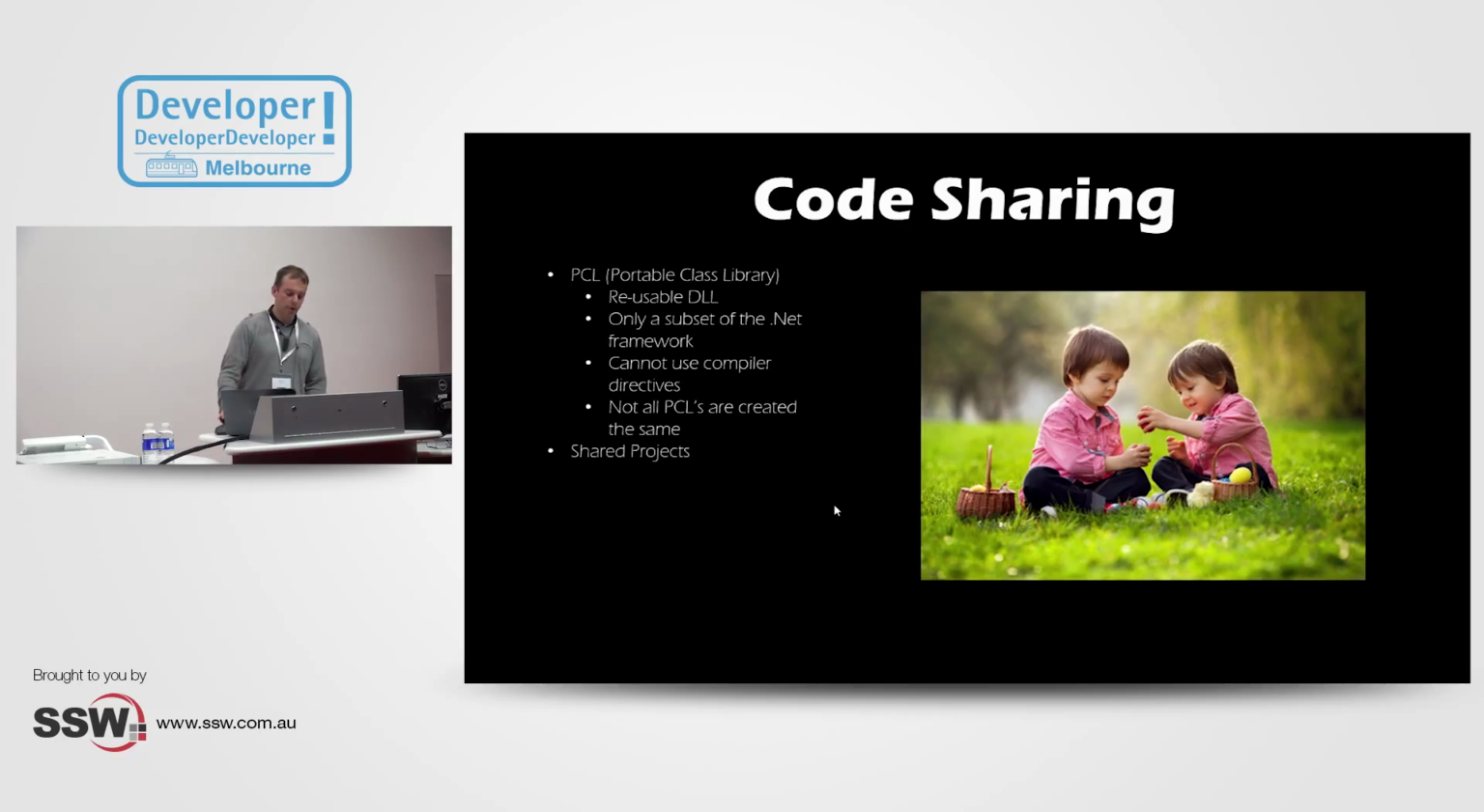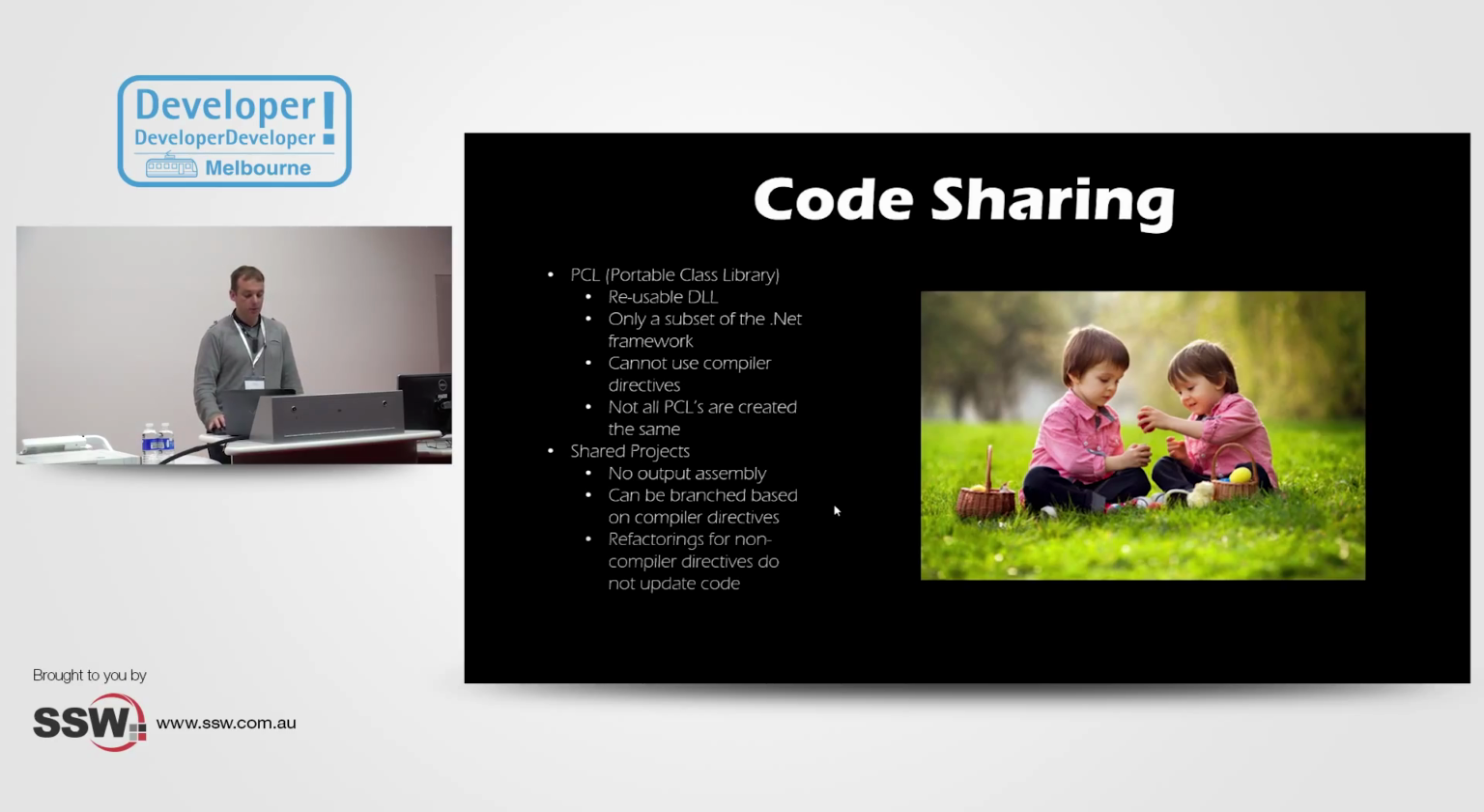The other option is shared projects, and this is similar-ish to universal projects if you're used to that with Windows Phone 8 development and Windows Store. What that has is there's no actual output assembly, but during the compilation process, it pulls in the files that you've got in the shared project and makes them part of the platform-specific assembly. And this can be branched based on compiler directives, and the refactorings for non-compiler directives do not update code.